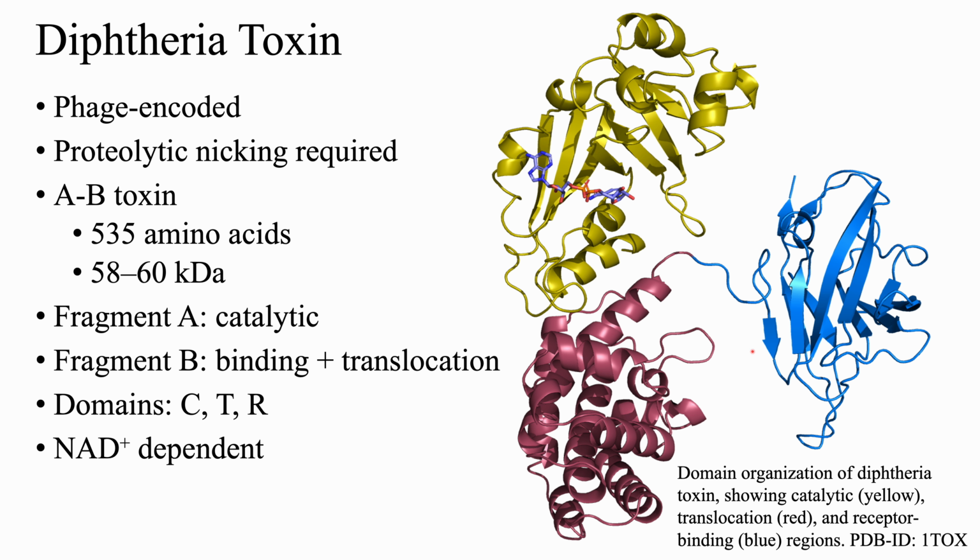The toxin also has to be proteolytically nicked into fragment A and fragment B at this bridge here. And these fragments remain connected by a disulfide bond until reduction allows fragment A to separate. This enables translocation. Once fragment A reaches the cytosol, it uses NAD+, shown here, as the ADP ribose donor to modify EF2.